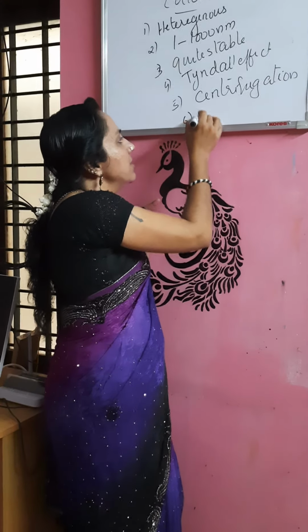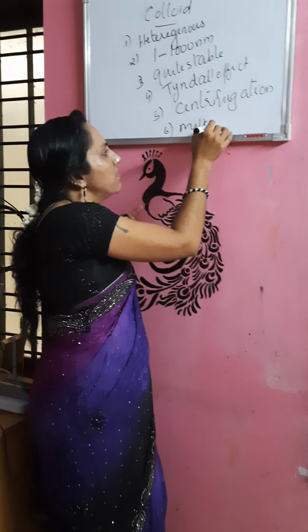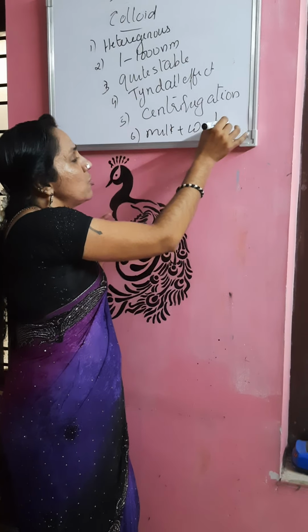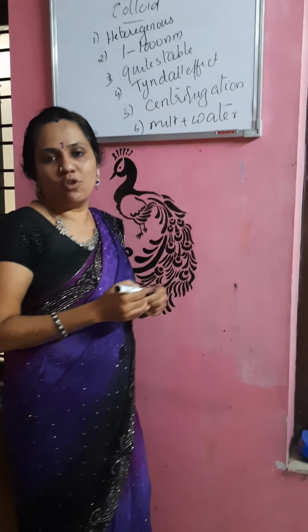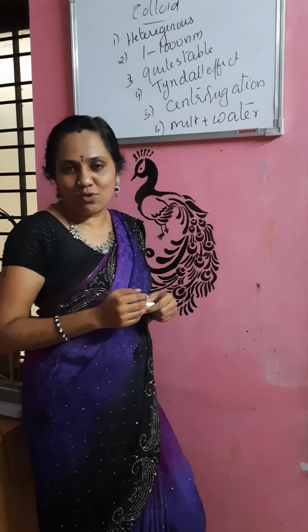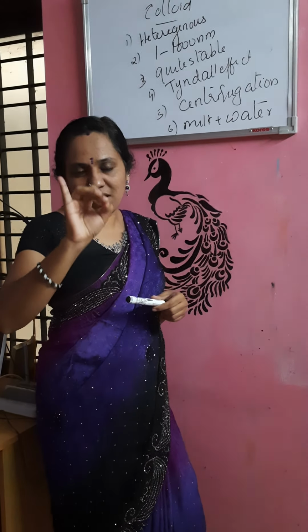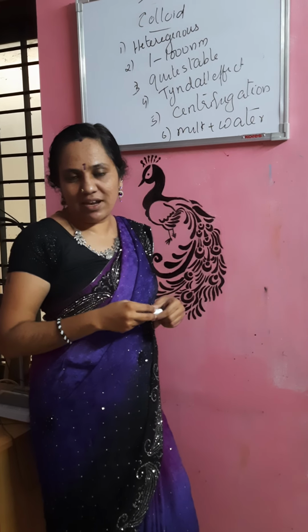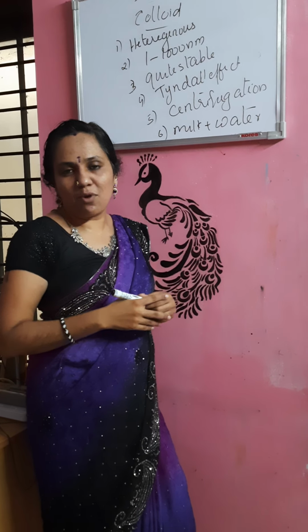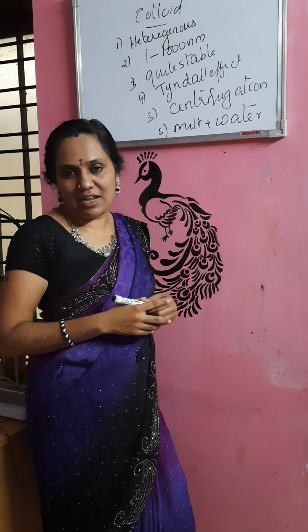And the example is milk in water or milk plus water. So based on the size of the solute particles, we are dividing the solution into three. They are true solution, suspension and colloid. You should study it by comparing the properties of the three types of solution.